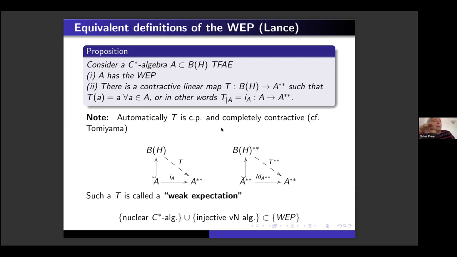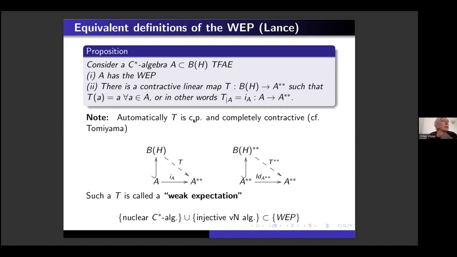I state it with contractive for T, but I could state it with completely contractive and completely positive, because there is a famous theorem of Tomiyama that says that in such a situation, the theorem of Tomiyama is famous for projections onto von Neumann subalgebras, but it will apply here. It says that if it's contractive, it's automatically completely positive and so on. So this applies here. The map T will be automatically much better, okay? But I phrased it with contractive.